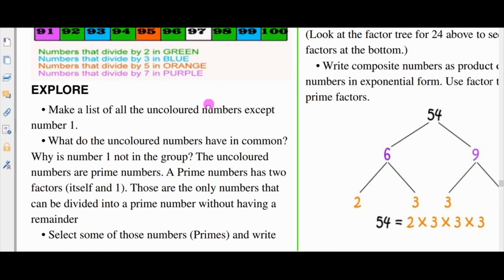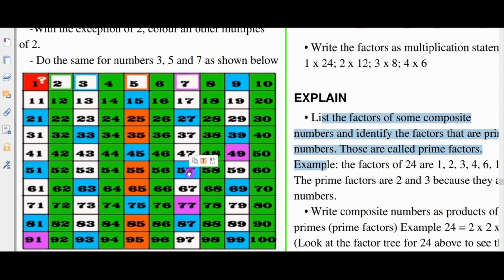So take for example 9. 9 is not prime because 1 can go in there, 9 can go in there, but 3 can also go into 9. Therefore 9 is not prime. But 2 is special because it's the only even number that is prime.